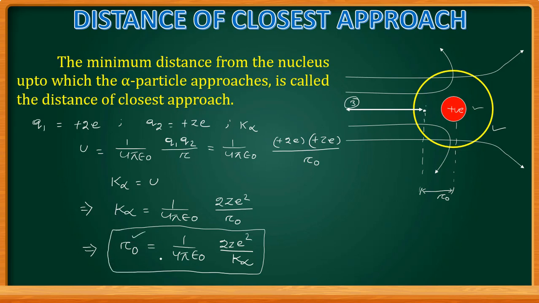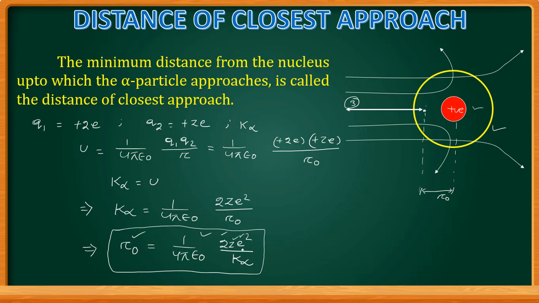r naught is the distance of closest approach. You know 1/4 pi epsilon naught is a constant, 9 into 10 to the power 9 Newton meter square Coulomb power minus 2. Then 2 is constant, Z is the atomic number of the target nucleus, e is the charge of the electron, then K alpha.